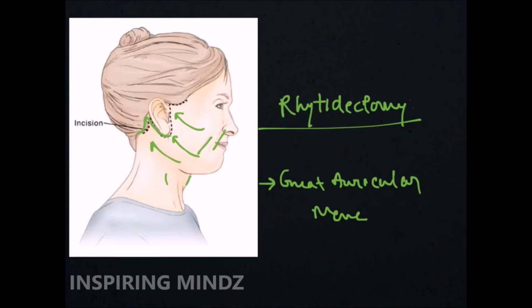So these are the clinical points related to the pinna and its nerve supply. So we have completed the pinna, its development, various anatomical and surgical landmarks, and the nerve supply of the pinna.